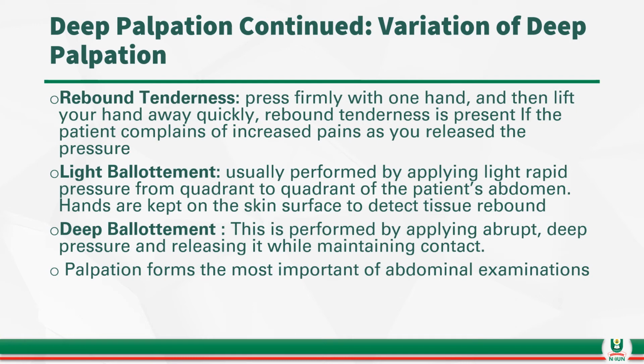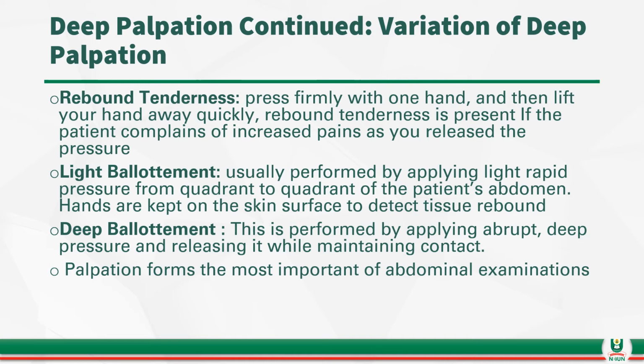For instance, in the upper quadrant we have the right hypochondrial, epigastric region, and the left hypochondrial. Then on the middle quadrant of the abdomen we have the right lumbar, umbilicus, and the left lumbar. Then on the lower quadrant we have the right iliac, hypogastrum or suprapubic region, and the left iliac.